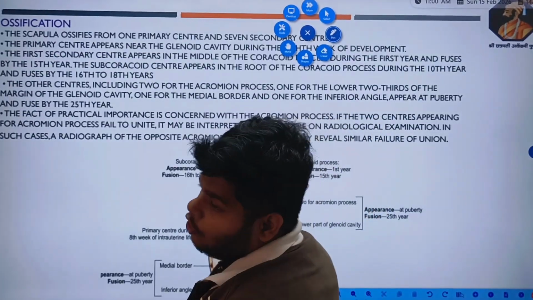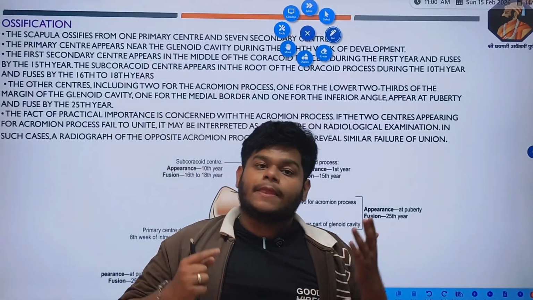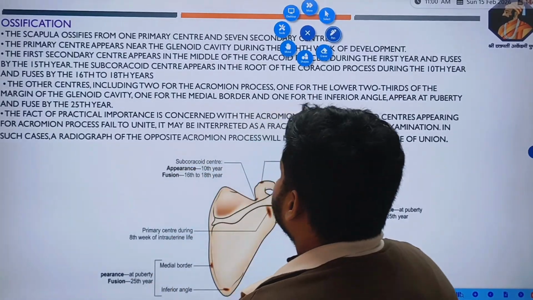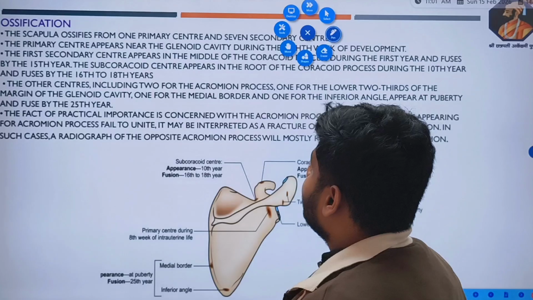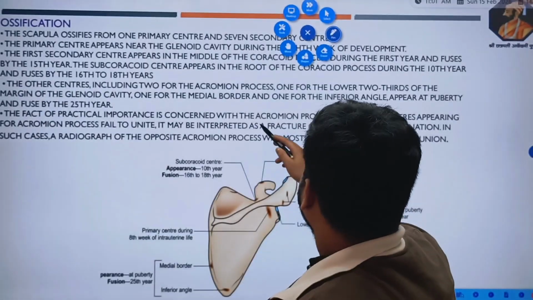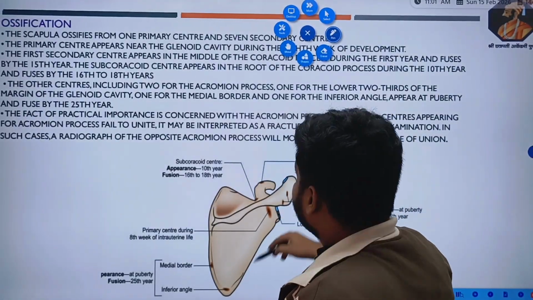So now let's see the ossification. Ossification means how that bone is formed. The scapula ossifies from a primary center and 7 secondary centers. The primary center appears near the glenoid cavity. See here, the glenoid cavity, where it is appearing.